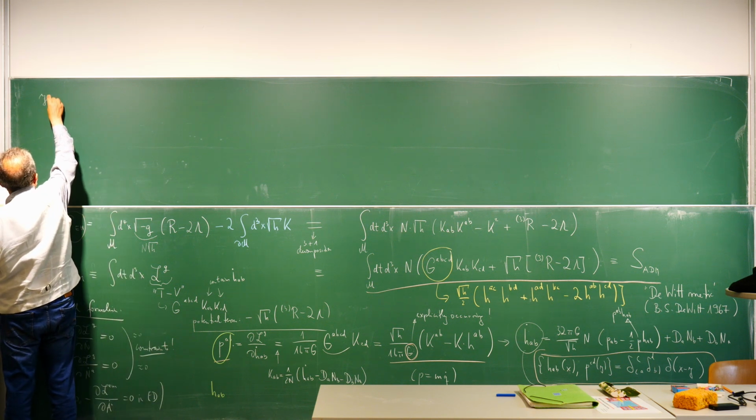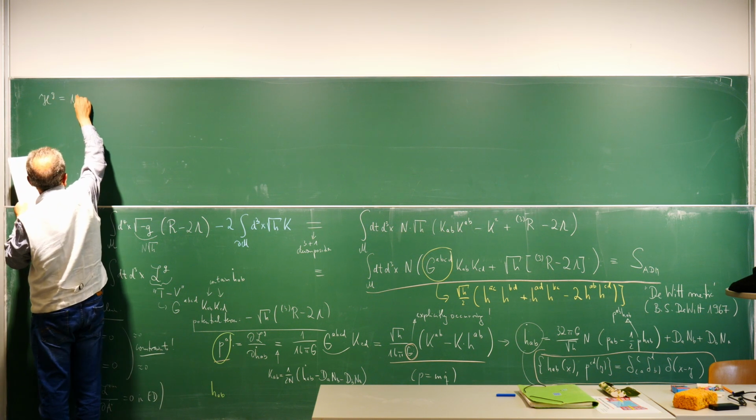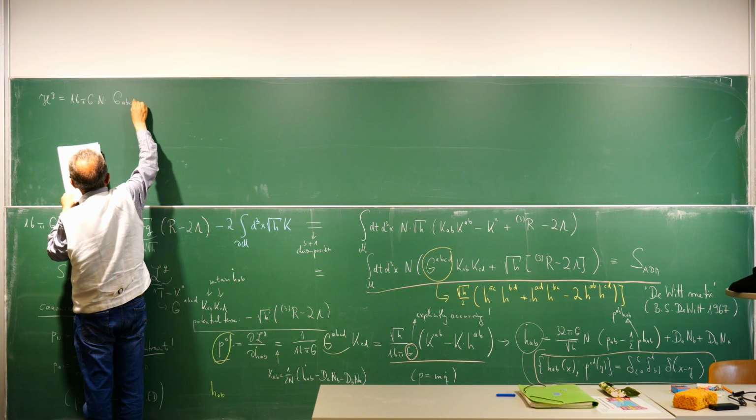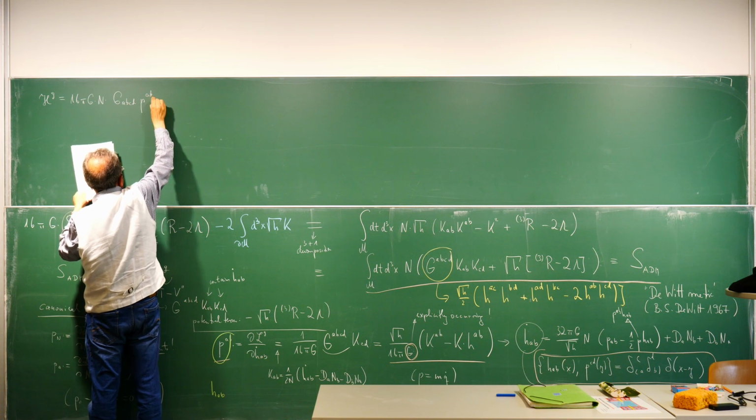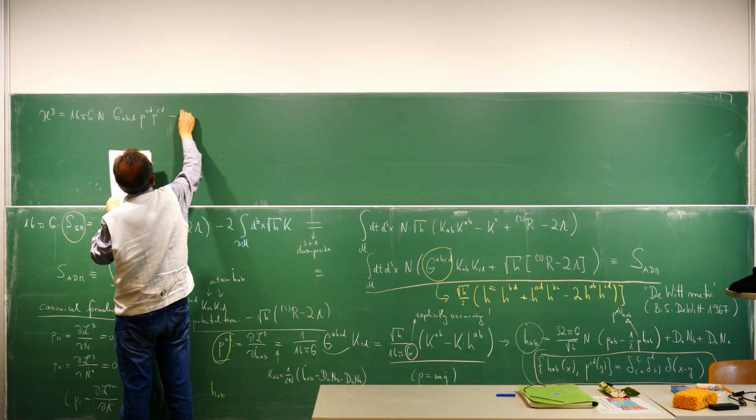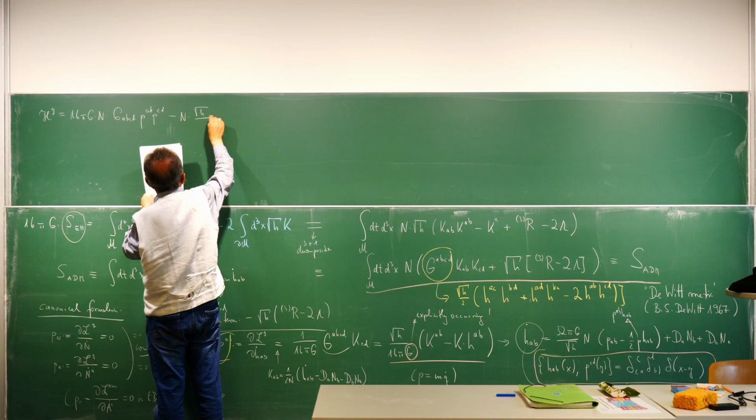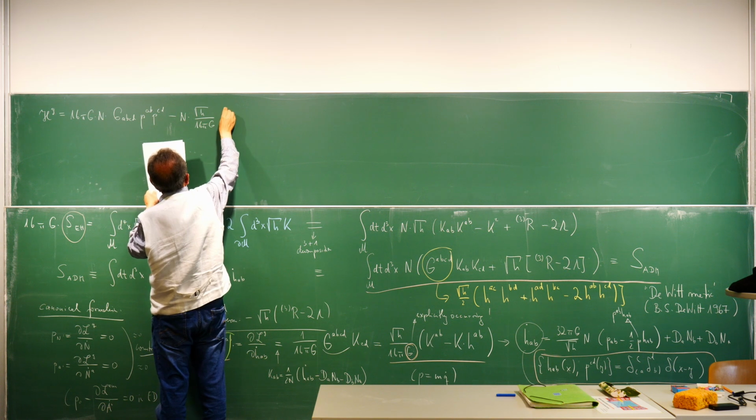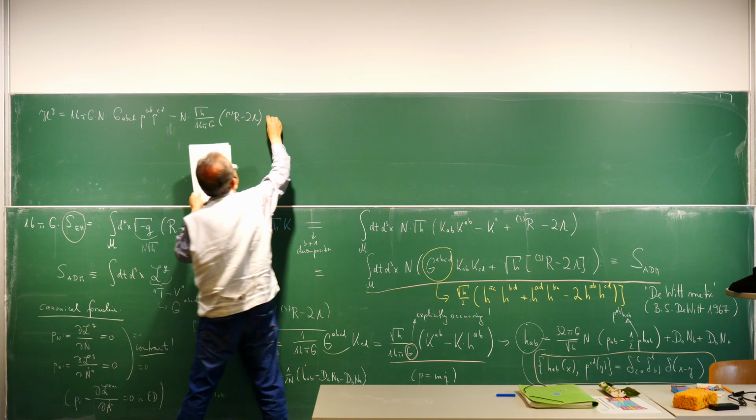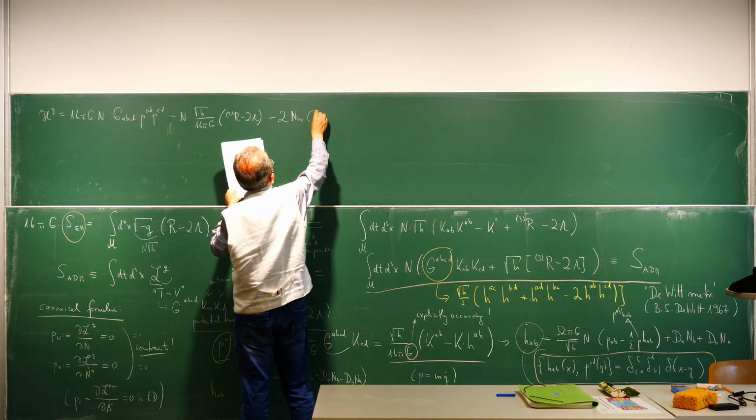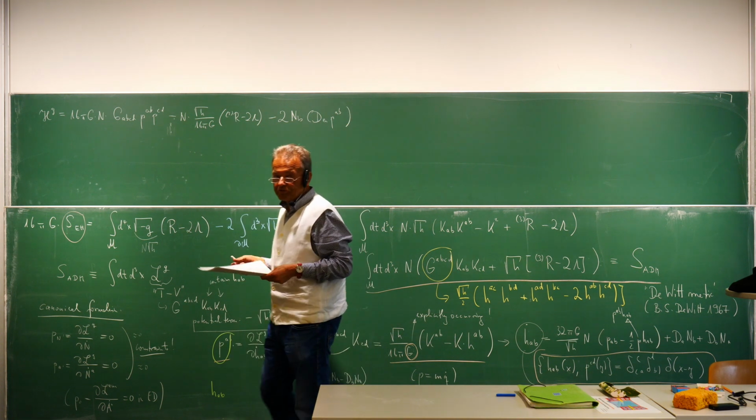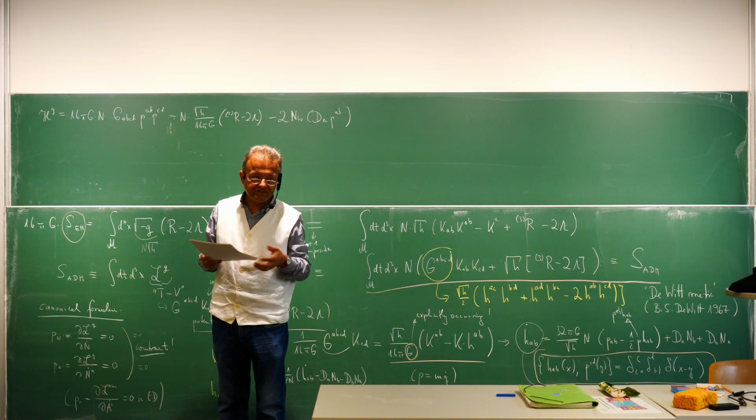So then you get HG is 16 pi G times N times G_AB CD P^AB P^CD minus N times square root of H over 16 pi G times (3R minus 2 lambda) minus 2 N_B D_A P^AB. And then you can find from this, what is the Hamiltonian density?